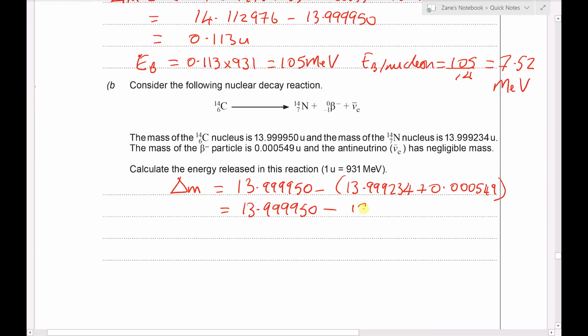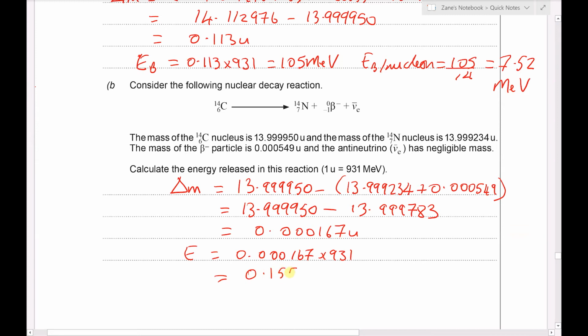That is 13.99973. The difference between them is 0.000167 U's, and then the energy released is that times 931 MeVs, which is 0.155 MeVs. So fairly simple, very common type calculation. Find the difference between the mass on the left and the right and turn it into energy.